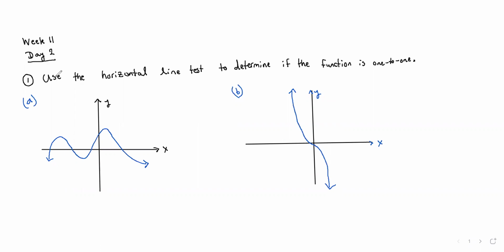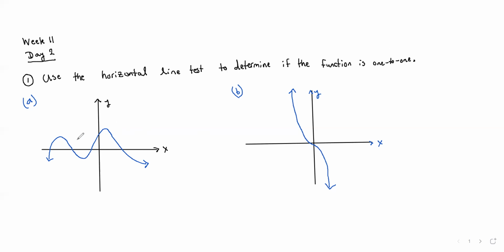Problem 1 is to use the horizontal line test to determine if the function is one-to-one. This horizontal line test is the exact same as the vertical line test we did earlier. The same rules, except the only difference is that we're drawing a horizontal line to the graph. So the idea is that if you can find a horizontal line that intersects more than one point on the graph, then the function is not one-to-one. If every horizontal line intersects 1 point or 0 points, then it is one-to-one.